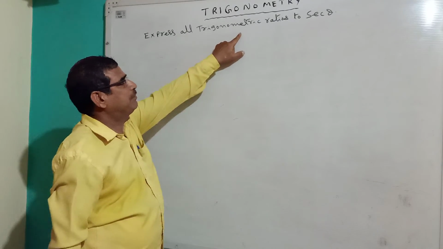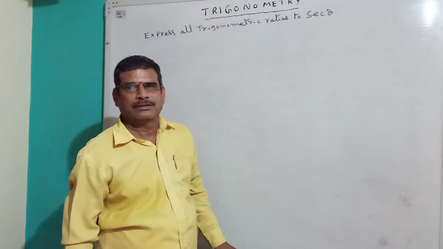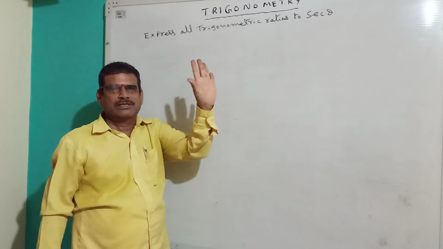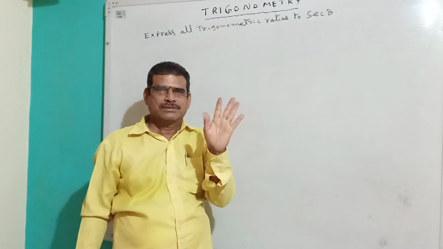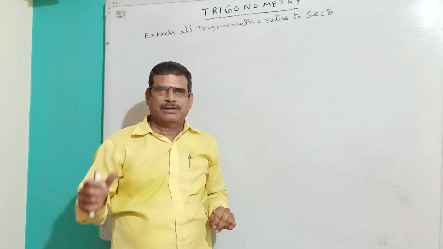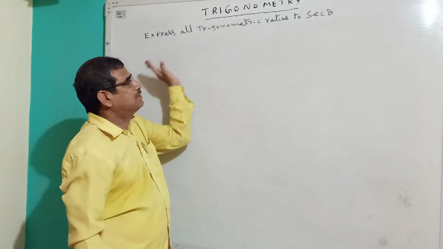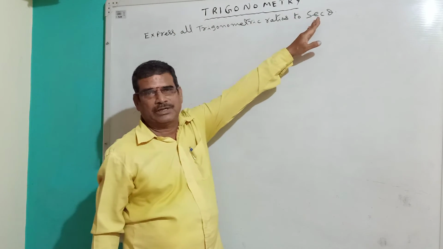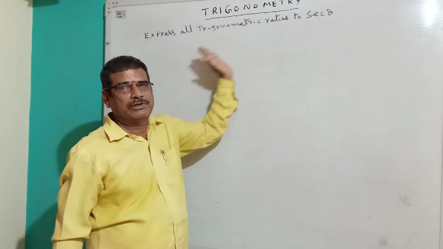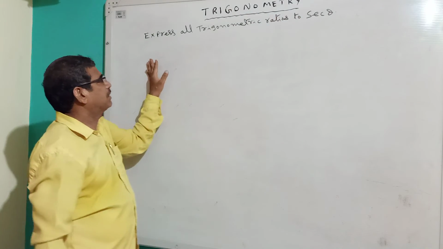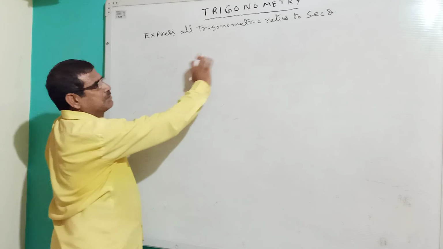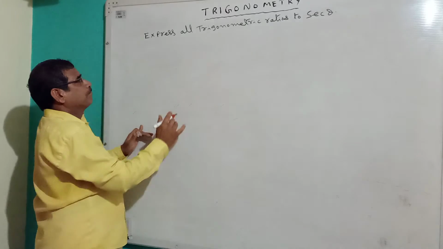Express all trigonometric ratios in terms of secant theta. What are the trigonometric ratios? There are 6 trigonometric ratios: sin, cos, tan, secant, cosecant and cot. So these 6 are to be converted to secant. Means 1 is already secant, so the remaining 5 are to be converted to secant theta. So we will try our best.